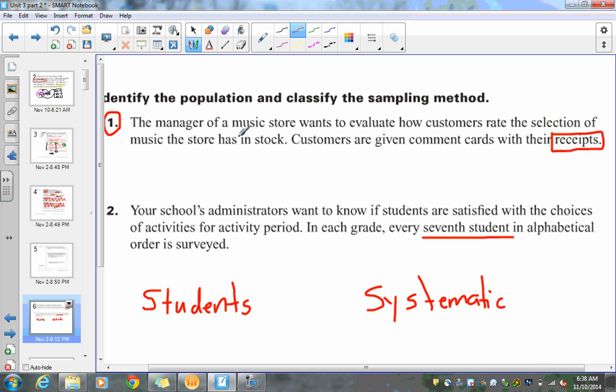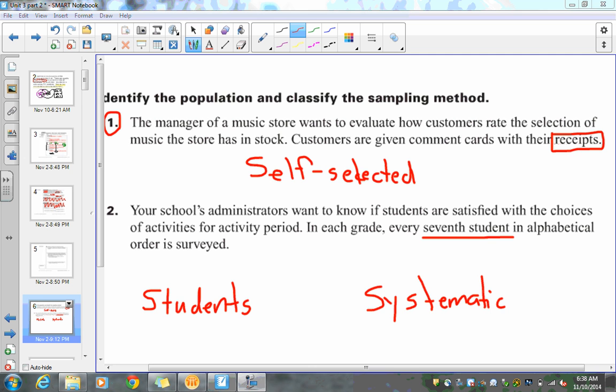But what I really wanted to talk about is how you find the sampling method, and that is self-selected. The reason it's self-selected is because you get to choose whether or not you want to buy an item or buy something at the music store.